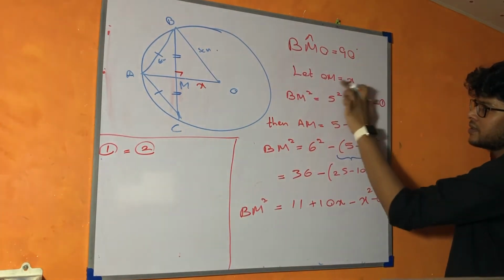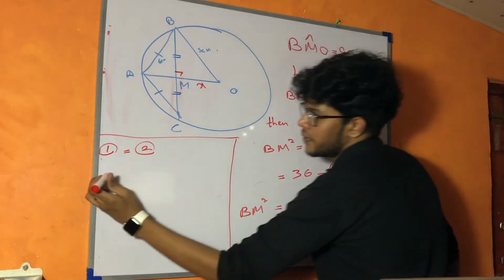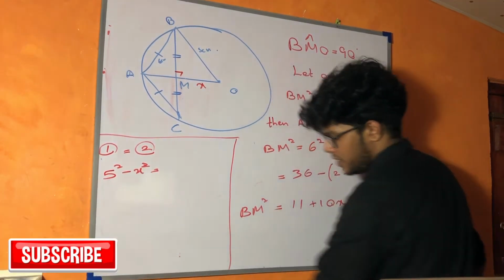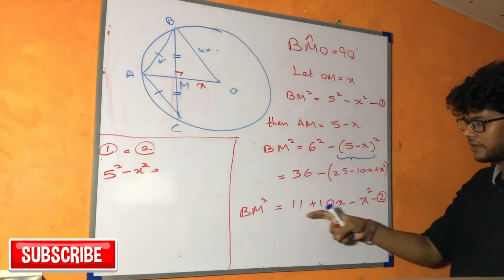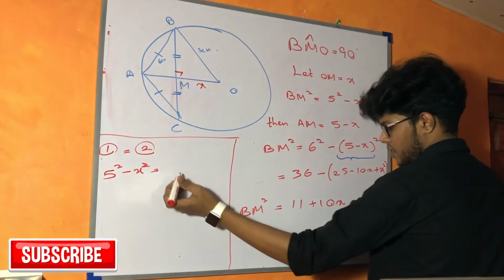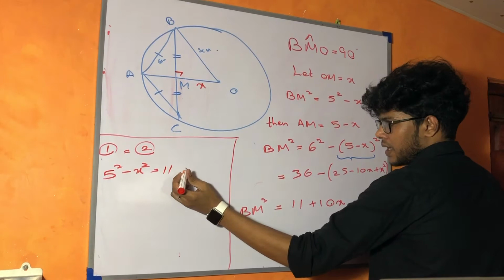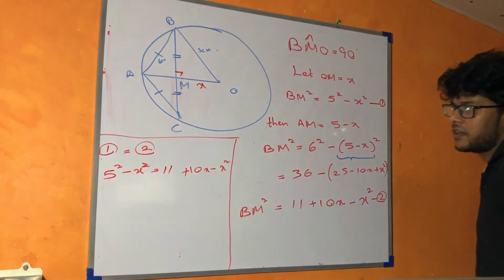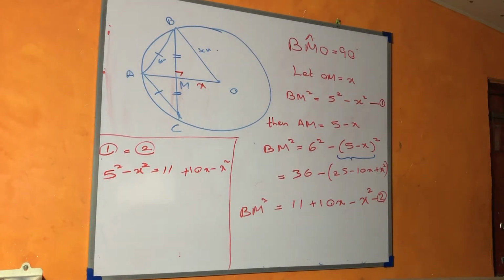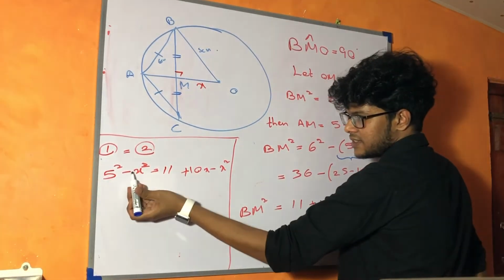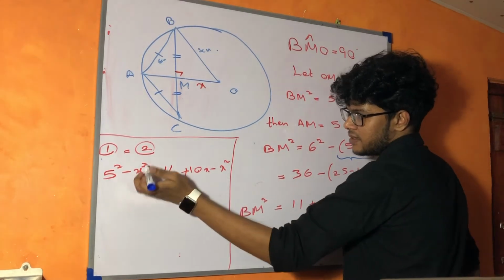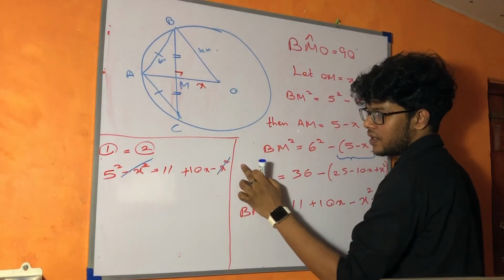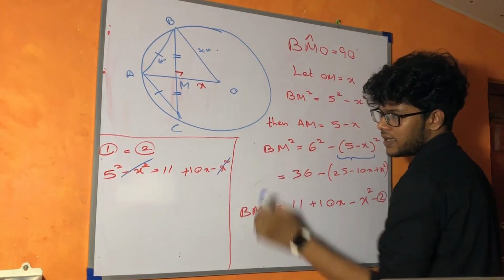Equation 1 is 5 squared minus x squared. 5 squared minus x squared is going to be equal to equation 2, which is 11 plus 10x minus x squared. Then what can you say? x squared minus x squared on two sides, so cancel off, right? Or else if you take this one to this side, it is going to be plus x squared. So minus x squared plus x squared cancel off.